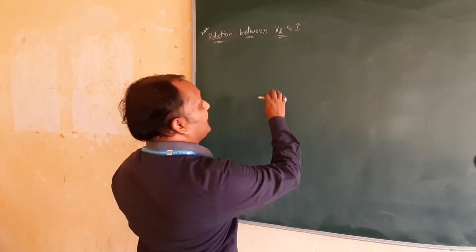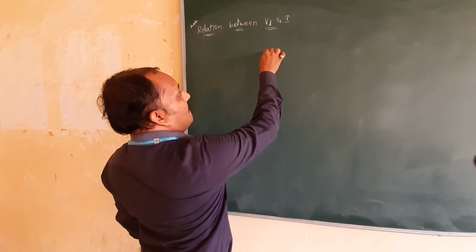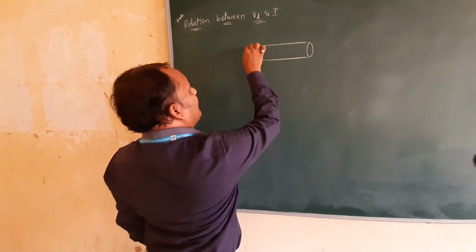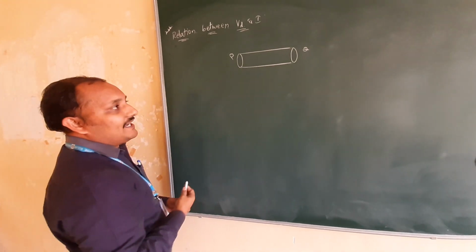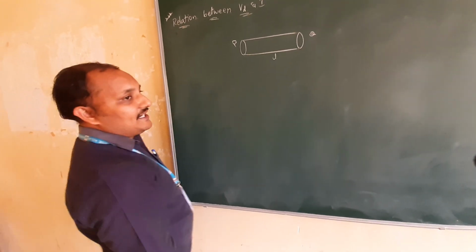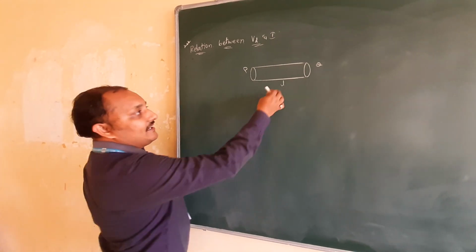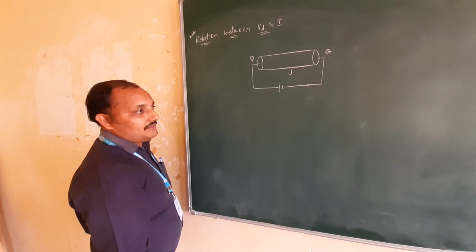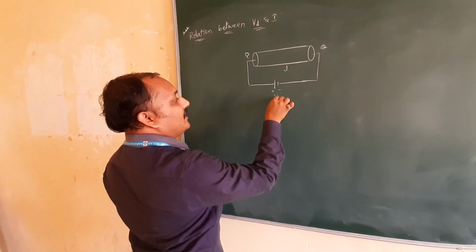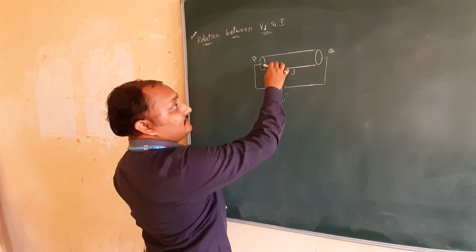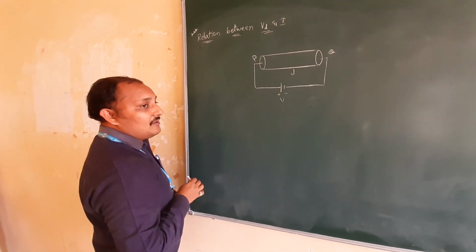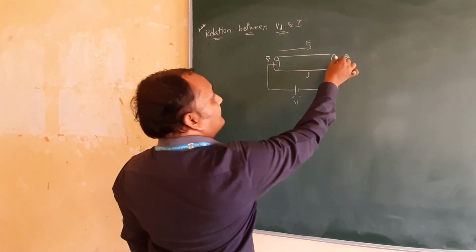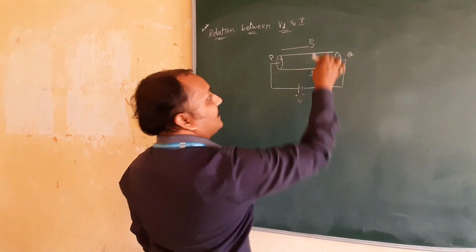For this, we have to take one conductor. This conductor is nothing but PQ or XY of length L. Assume one conductor of length L, and this conductor is connected to an external battery of potential V. Whenever I connect this conductor to the external potential difference V, then an electric field is going to be applied like this, because this will become the positive terminal and this is going to become the negative terminal.